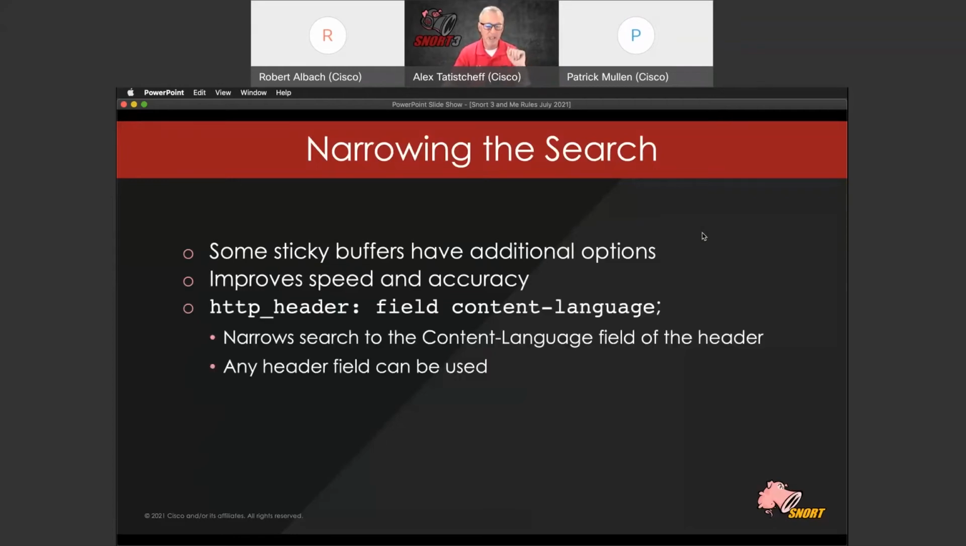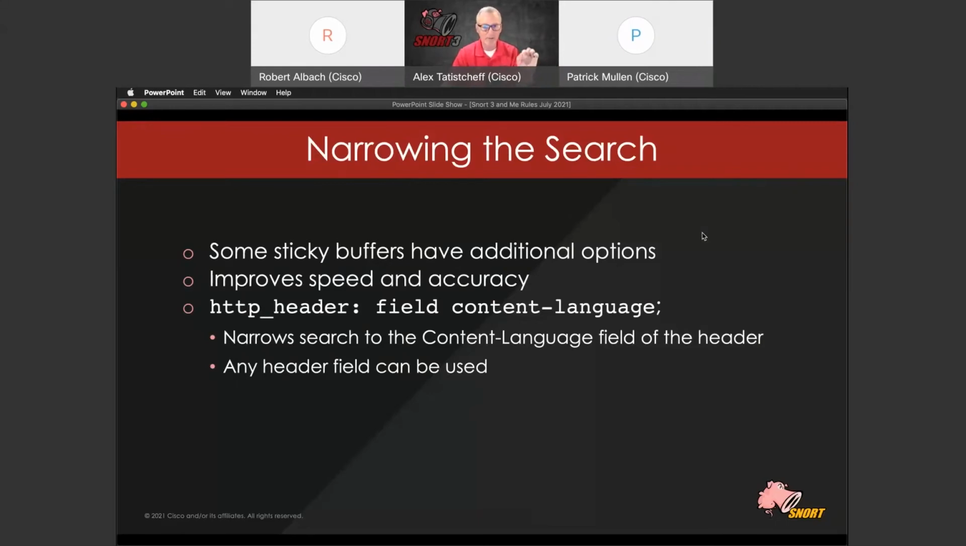One of those is the HTTP header field. So in Snort 2, and of course in Snort 3, if you don't use this additional modifier, you can limit the search to just the HTTP header. But you can also use this field keyword to look at a particular field in the header. So in this case, this keyword HTTP header field content language is going to constrain that search to just the content-language, or the language field of the HTTP header. So if there's something you want to look for that's in that field, then you can use this keyword to tell Snort only look in this particular field for that data.